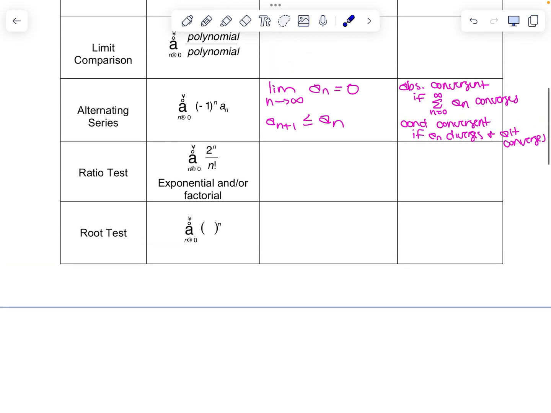For conditional, I would just put if a sub n diverges and the alternating series converges. Okay, conditionally convergent if the original diverges and the alternating converges.